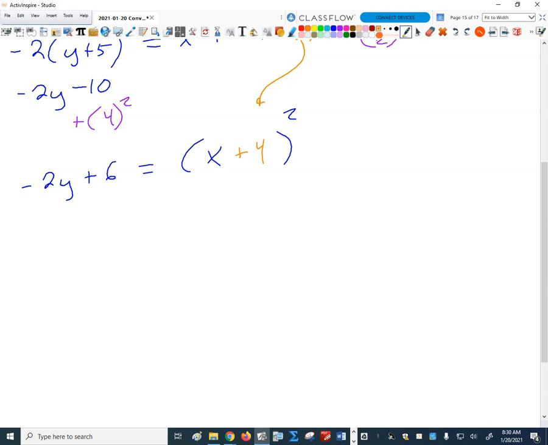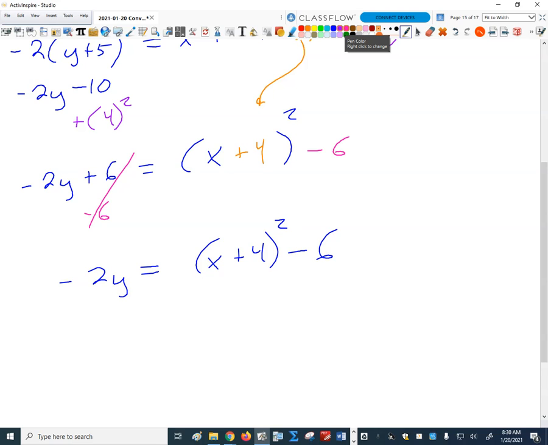Okay, then last step is I just want to isolate the y. Well, we can just subtract 6 from both sides and get negative 2y equals x plus 4 squared minus 6. And then I'll just divide each side by negative 2, which happens to be the very same thing as multiplying by negative 1/2, right? However you want to think about it. We can do it this way if we want to.